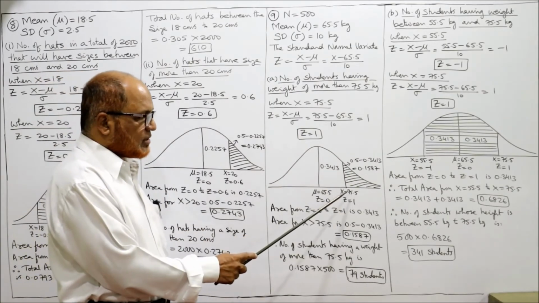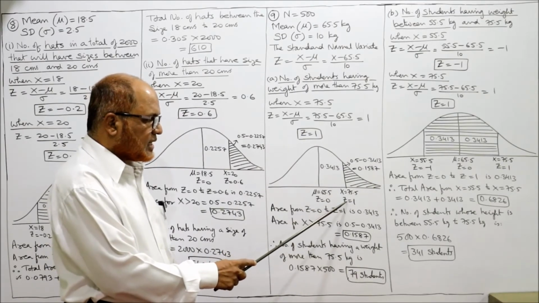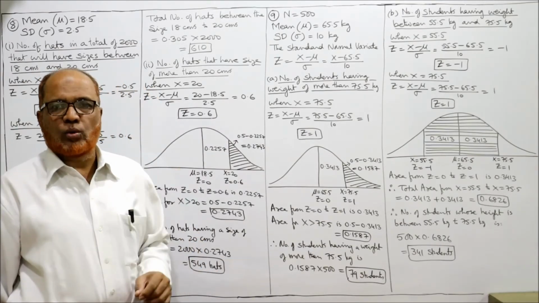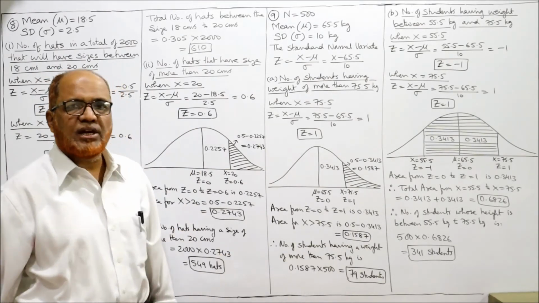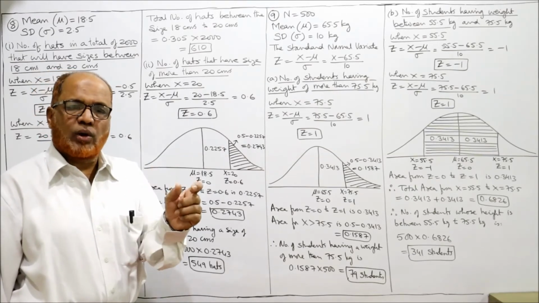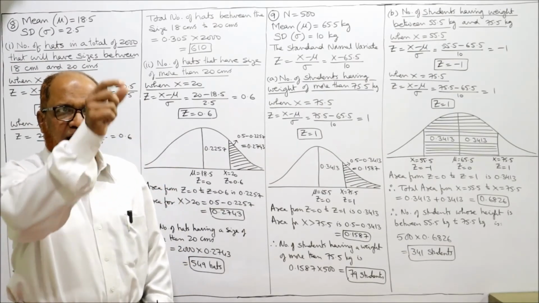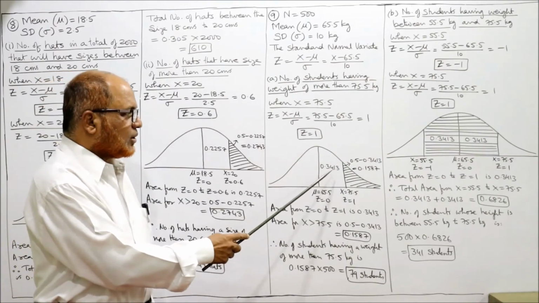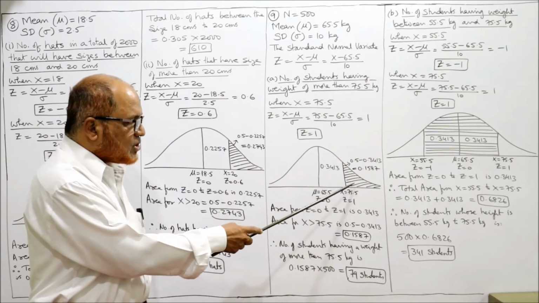We need this shaded area which is more than 75.5, right? Now area from z is equal to 0 to z is equal to 1. If you refer to the area table, row 1 under 0, you are going to get 0.3413. 0.3413 is the area from z is equal to 0 to z is equal to 1. So this unshaded area we got is 0.3413. But we don't require this unshaded area. We want the shaded area.